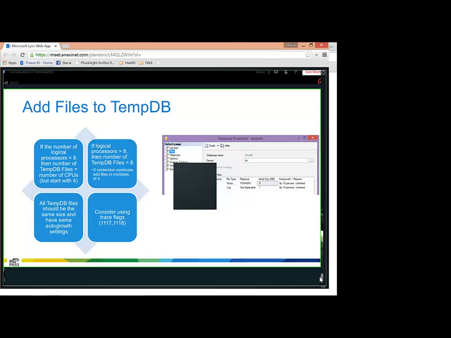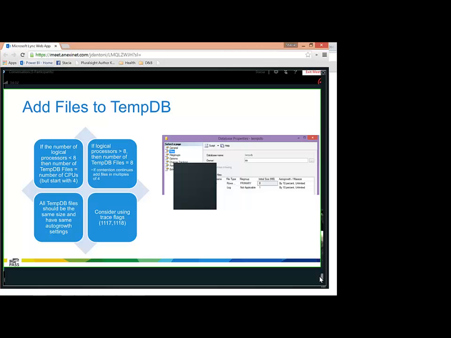SQL Server uses a proportional fill mechanism, so it's going to try to keep all the data files the same percentage full. So if you have one file that's way larger than the others, that's going to mess with that algorithm, and you're going to get hot spotting. So that's something you want to avoid.